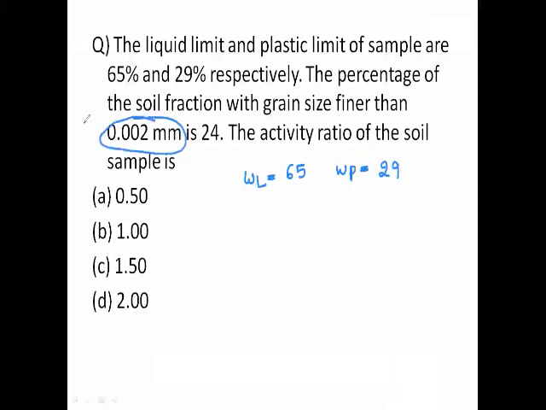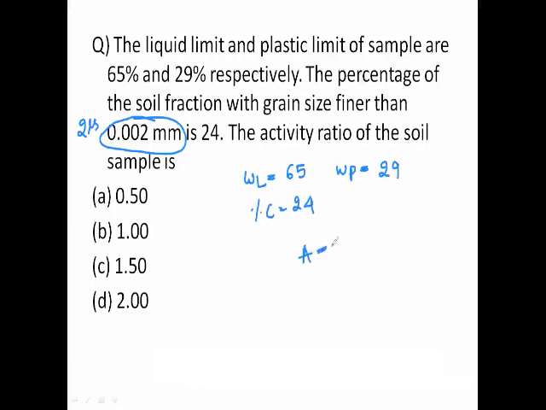0.002 mm is nothing but 2 micron. You know that any soil finer than 2 micron will be clay. So therefore he has given the fraction of the clay, so I call it the percentage of clay particles present in the soil, which is 24. Then he's asking about the activity ratio.